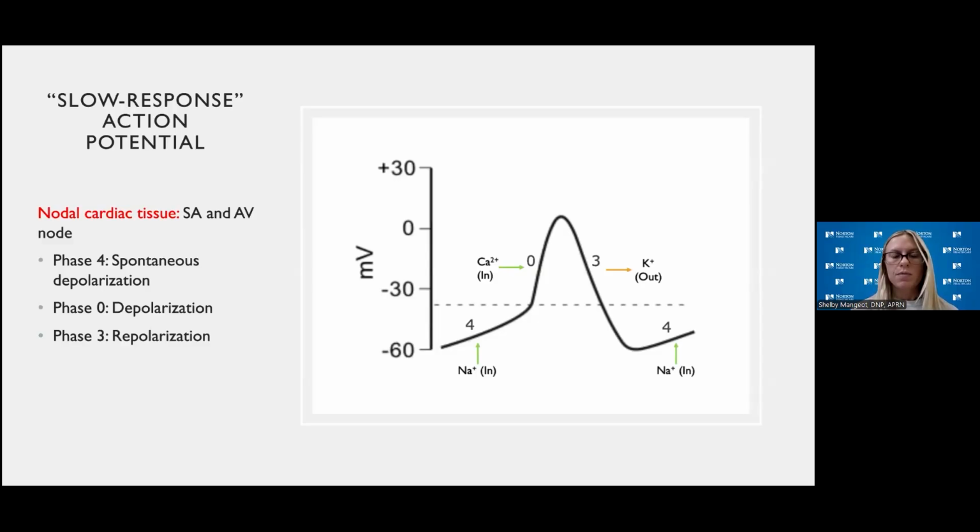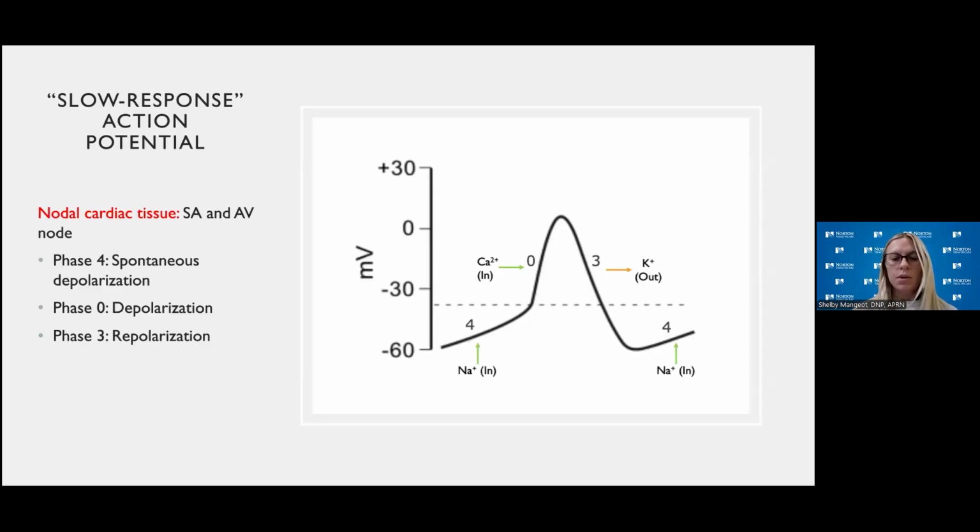So again, starting with phase 4 in this picture of the slow response, in this phase, the membrane potential is pretty negative, usually around negative 60 millivolts. And there's this slow inward leak of sodium through what's called the funny sodium channels, which slowly increases that voltage until you can see that dotted line and it hits threshold. Once you hit threshold, you're now in phase 0, and this is where calcium channels open, and calcium flows inward, further depolarizing the cell. So note, with the fast response action potential, it was sodium that caused depolarization. With the slow response action potential, it's calcium that causes depolarization.